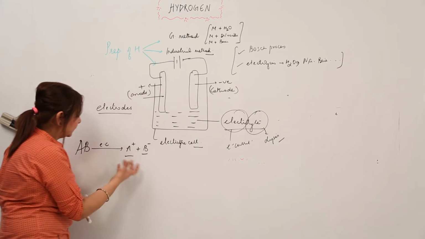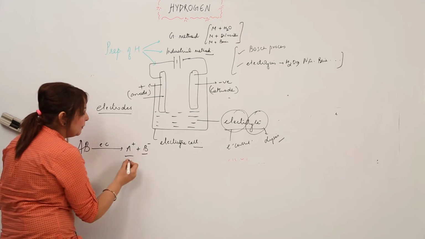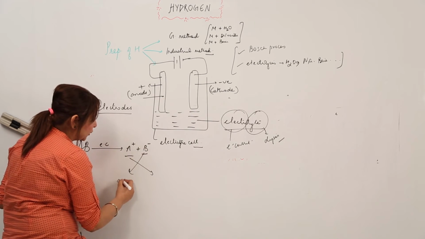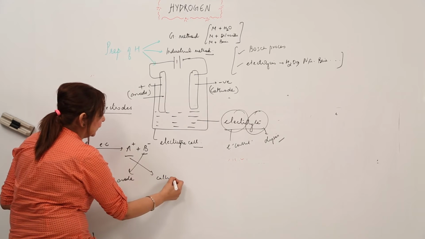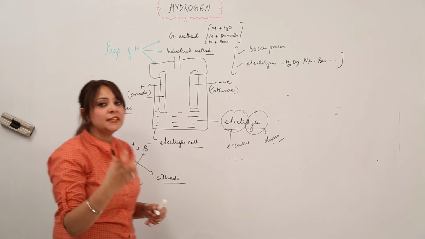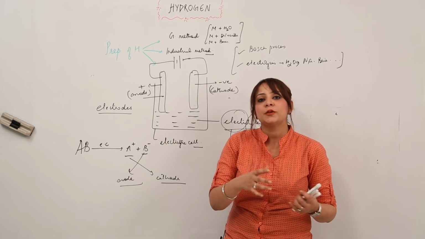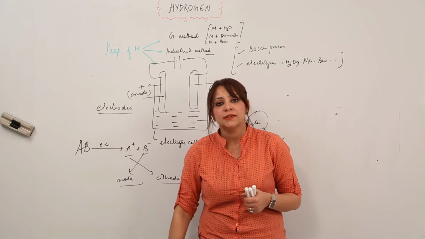And what happens after these ions are formed? They migrate to the oppositely charged electrode. The negative ions will go to the positive electrode, that is the anode. The positive ions will go to the negative electrode, that is the cathode. And then specific reactions will occur at the anode and cathode, with respect to oxidation and reduction, right? So this is what is happening in electrolysis, right?